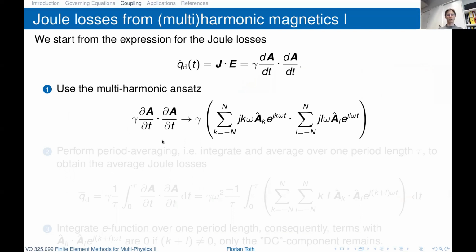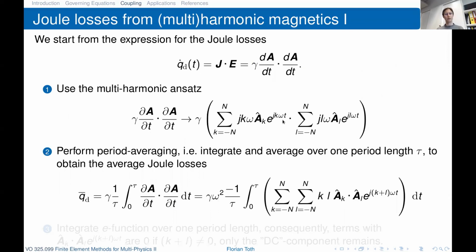So if we plug in our multi-harmonic ansatz and use the expressions we've seen before, we have this double sum. And of course, we want to have a period averaging. So simply we integrate over the period tau and divide the result by the period. So then we have the period averaged Joule loss.